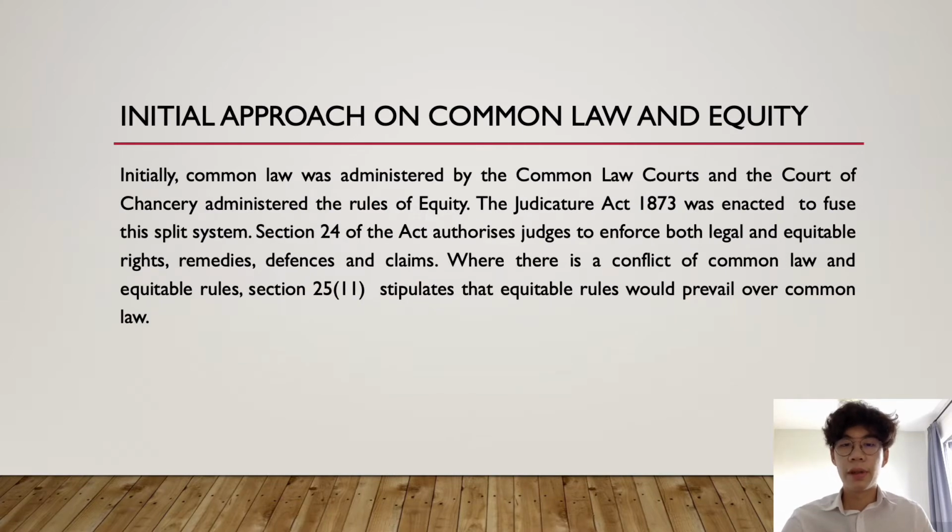So initially, common law was administered by common law courts, and the Court of Chancery administered the rules of equity. The Judicature Act 1873 was enacted to fuse this split system. Section 24 of the Act authorizes judges to enforce both legal and equitable remedies, defences and claims. Where there is a conflict of common law and equitable rules, Section 25(11) stipulates that equitable rules would prevail over common law.